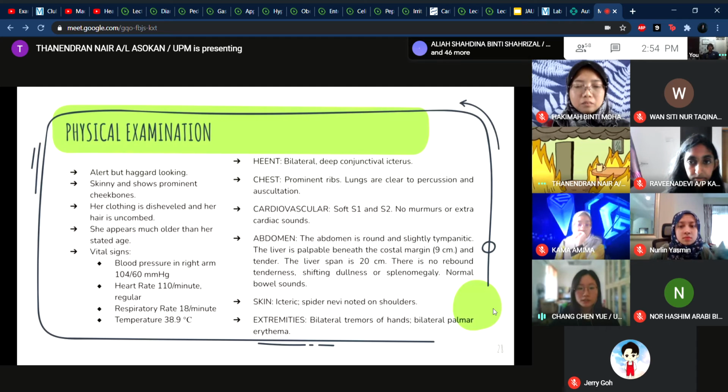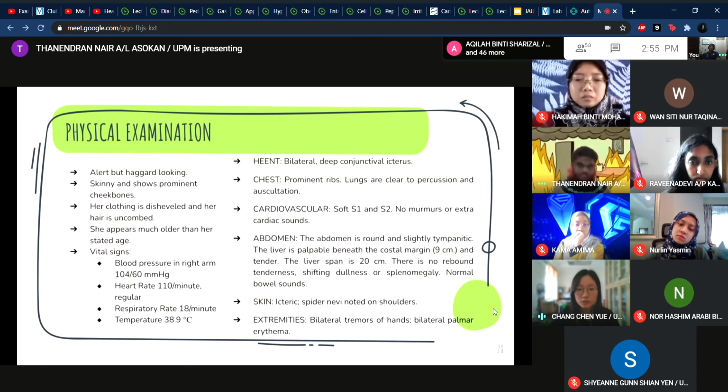And upon examination of the skin, she is icteric, and there are spider nevi noted on her shoulders. And on extremities, she has bilateral tremors of the hands and bilateral palmar erythema. Next.